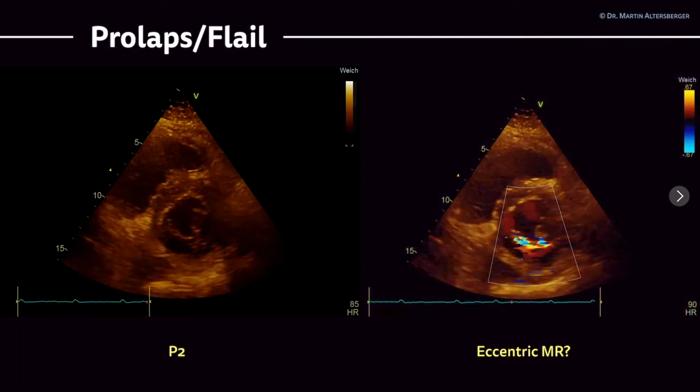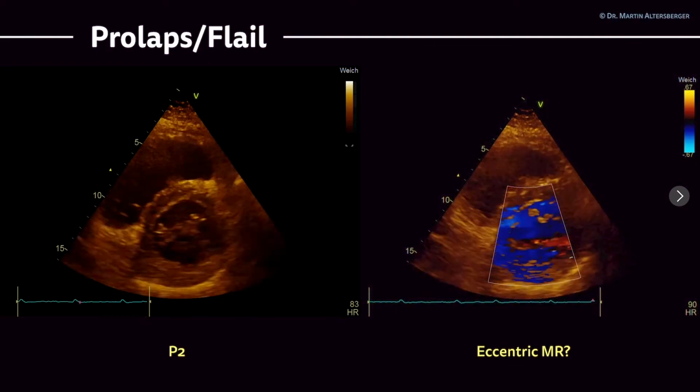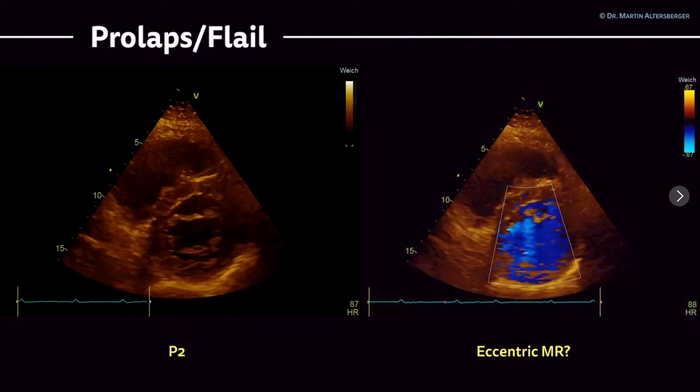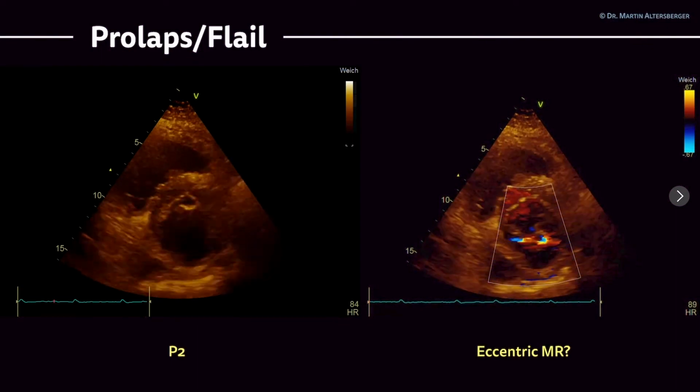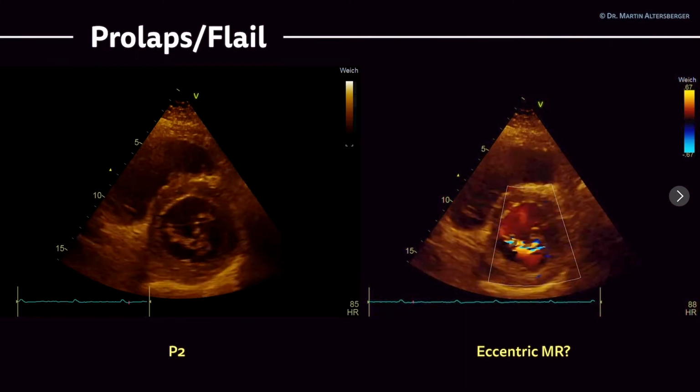We can see with the color Doppler information that there's probably eccentric mitral regurgitation, which is definitely not trivial. So in this case, we have to see the mitral valve from several views to actually quantify mitral regurgitation, but we already know from the parasternal approach that there is a structural problem of the mitral valve already seen.